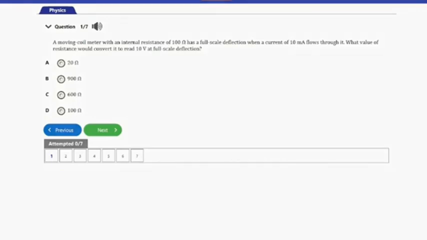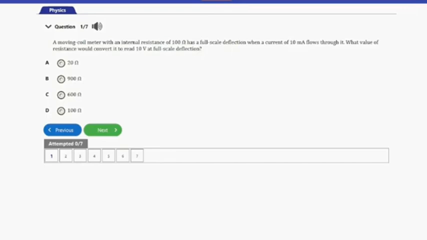It says, a moving coil meter with an internal resistance of 100 ohms has a full-scale deflection when a current of 10 milliamps flow through it. What value of resistance would convert it to read 10 volts at full scale deflection?